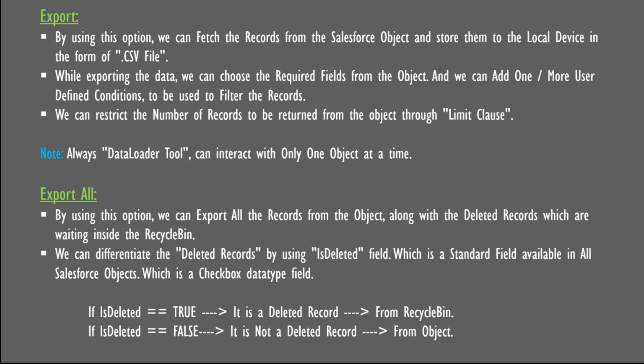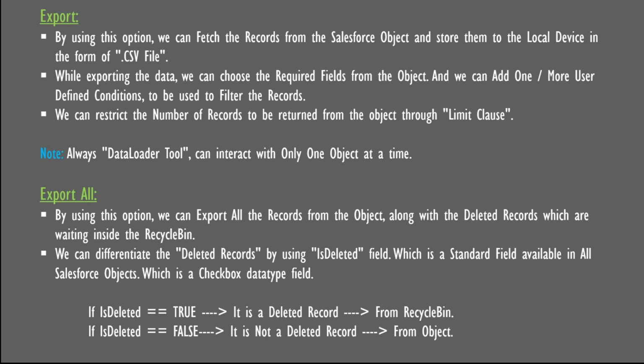By using this option, we can fetch the records from the Salesforce object and store them to the local device in the form of a .csv file. While exporting the data, we can choose the required fields from the object, and we can add one or more user-defined conditions to filter the records. We can restrict the number of records to be returned from the object through the limit clause. Note, Data Loader tool can interact with only one object at a time.